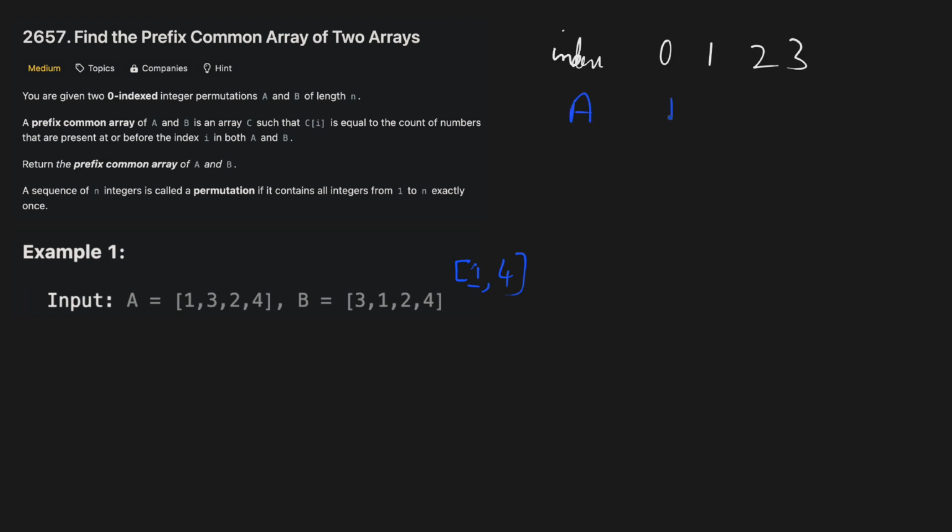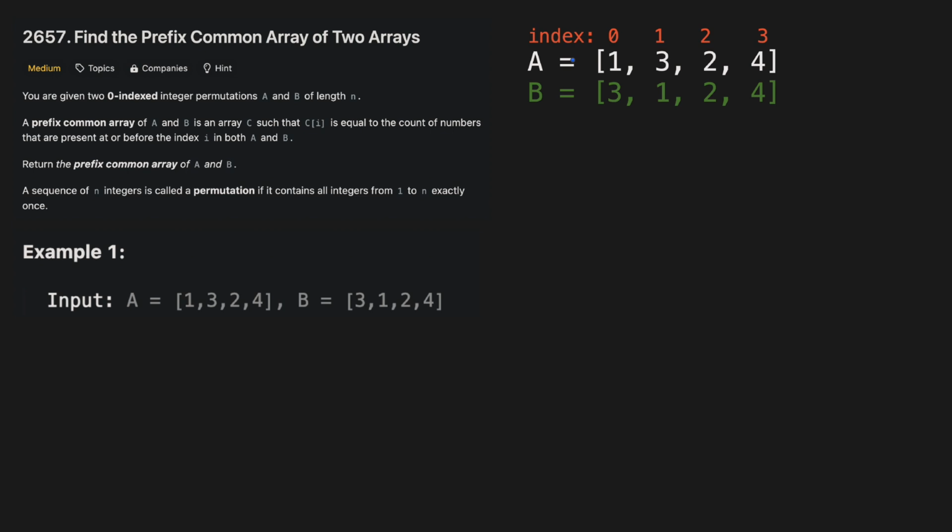Then in example 1, for the given input arrays, at index 0, we see that there is no common element. So our count for index 0 is 0. Then at index 1, there are two common elements between A and B, that is 1 and 3. So our count at index 1 is 2. Then at index 2, A and B have three common elements, that is 1, 2 and 3. So our count at index 2 becomes 3. And finally at index 3, A and B have four common elements, that is 1, 2, 3 and 4. So our count at index 3 becomes 4 and our answer will be 0, 2, 3, 4.